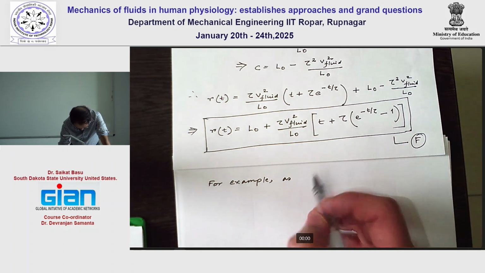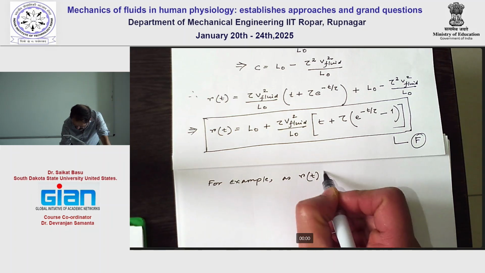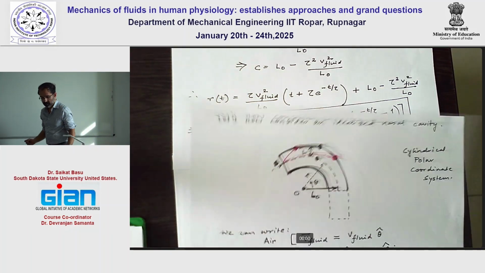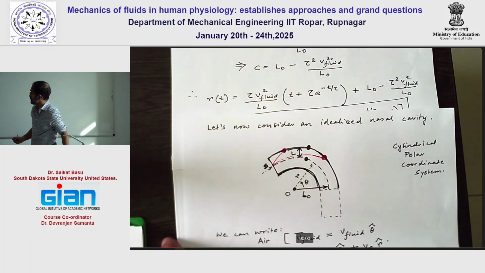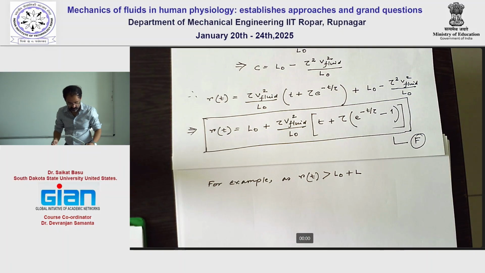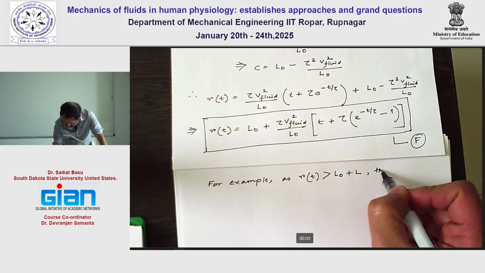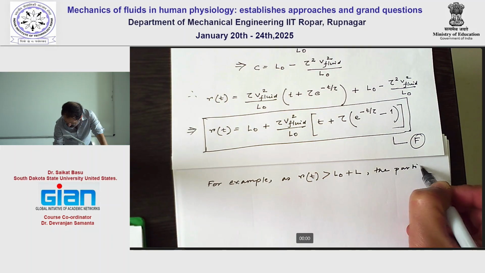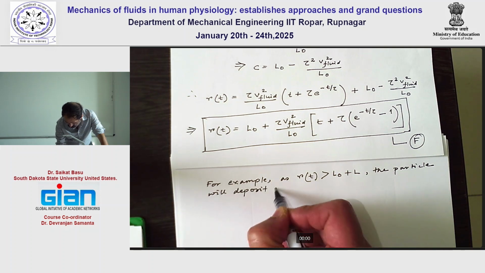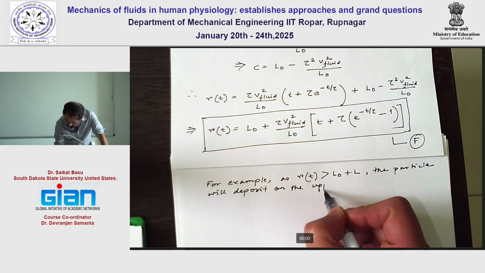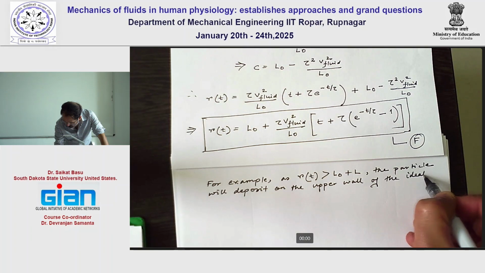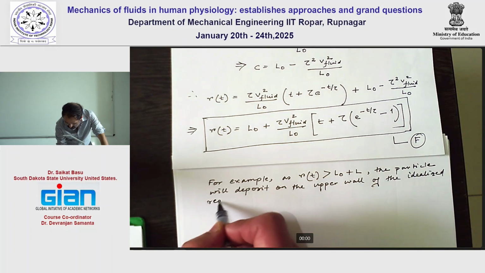So for example, as this RT becomes L0 plus L. So what is capital L? It's the radius that we had assumed. So if it exceeds that value, then that means that there is upper wall deposition. So the particle will deposit on the upper wall of the idealized respiratory geometry.